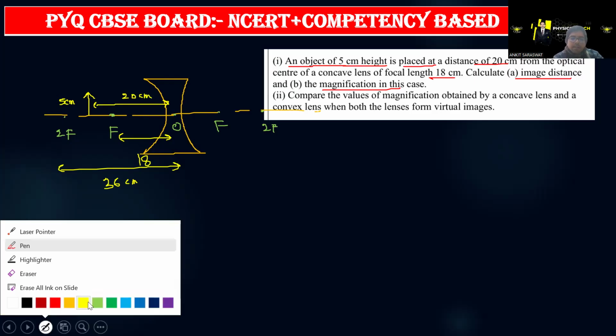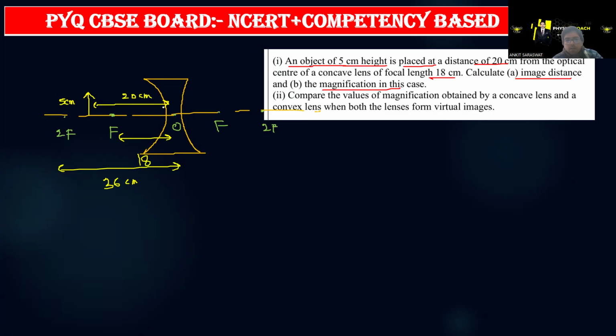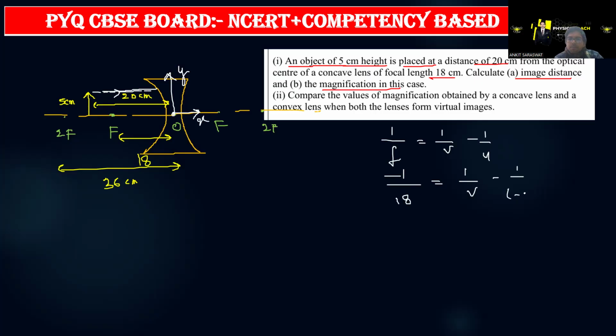Now draw the incident ray. First of all, step 1. Draw the incident ray towards the lens. At the optical center, draw the x or y axis like this. Apply the formula 1 upon f is equal to 1 upon v minus 1 upon u. Since this is concave lens, focal length will be negative. f is minus 18, u will be minus 20. Just find the value of v.